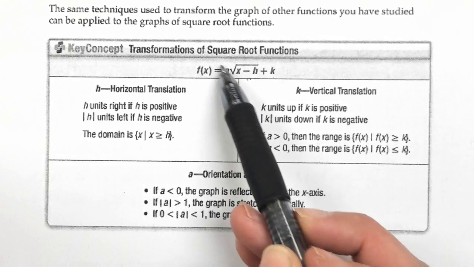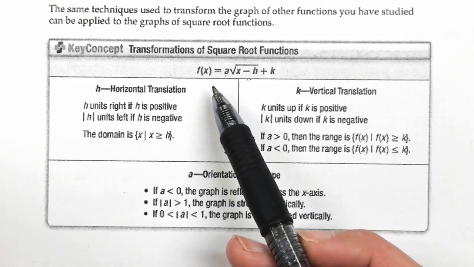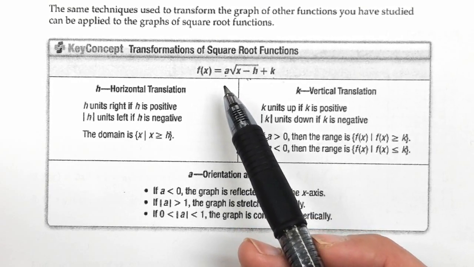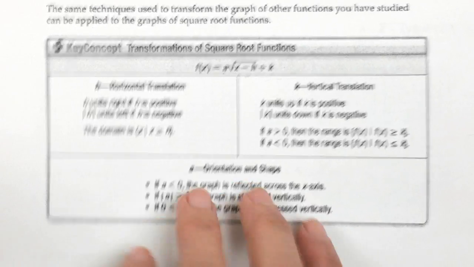This out front affects the what? The reflection, if it's negative. But what if it's just a number there? It just affects the what? Slope. Good. Alright, so we didn't have to go over that. Go ahead and flip it. So we're going to get straight into graphing these.